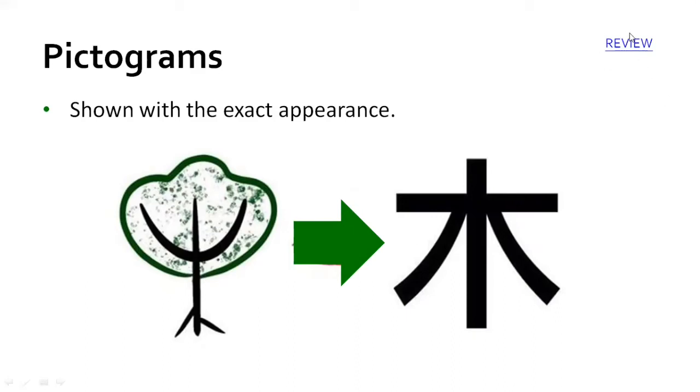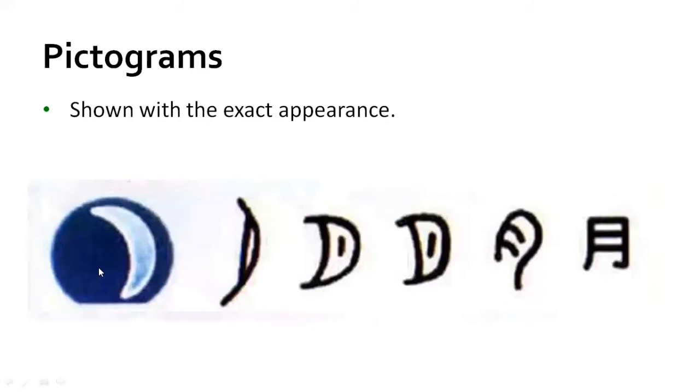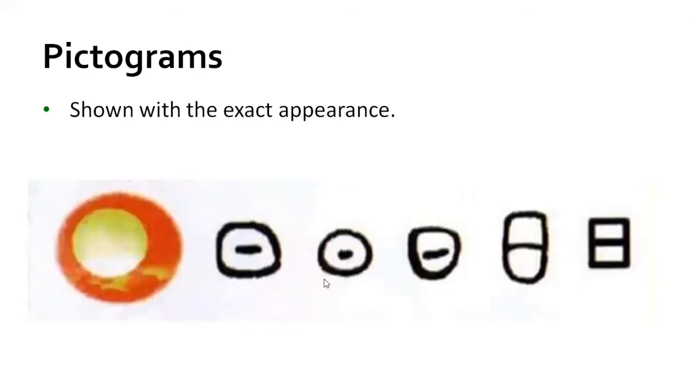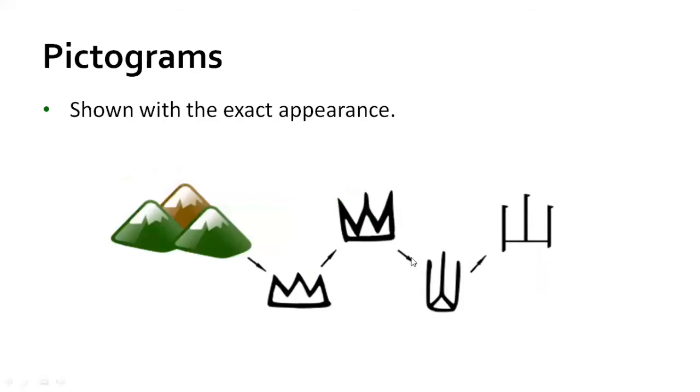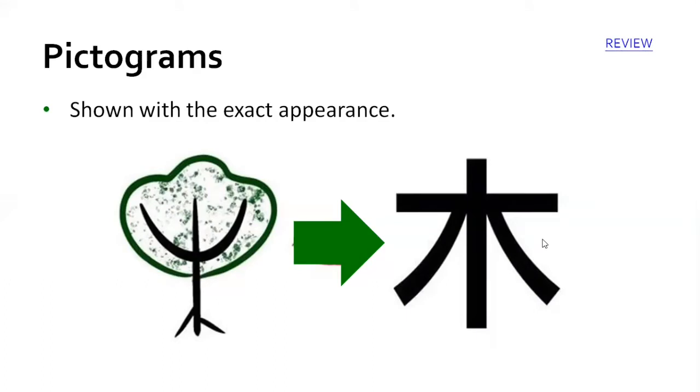Let's review it again. The moon, the sun, the mountain, and the tree. If you want to check out more pictographs, you can visit this video on the YouTube channel named 36 characters. All these 36 characters are pictographs.